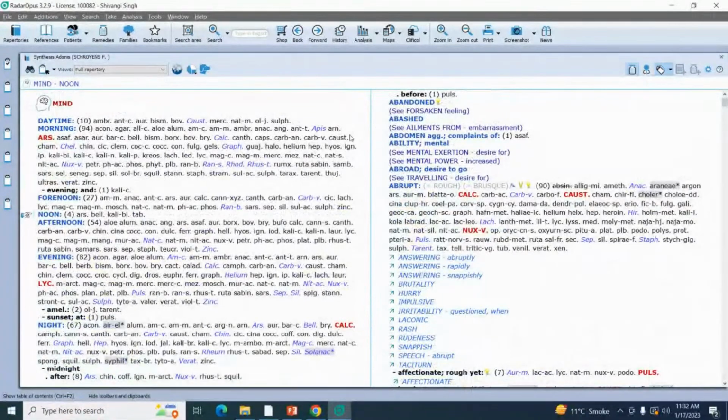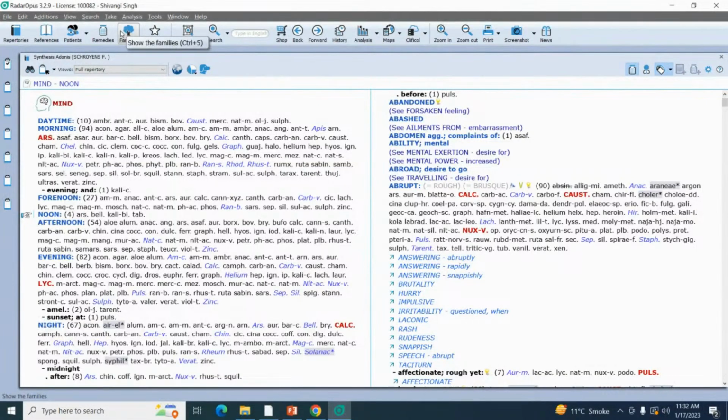Okay, so whenever you open your RadarOpus software, you will be able to see a screen exactly like this. Synthesis Addenda repertory is by default open. The icons above are known as the icon bar or toolbar. And these five icons which are present on the left hand side of your screen are known as primary icons, consisting of repertories, references, patient management, remedies, and families.